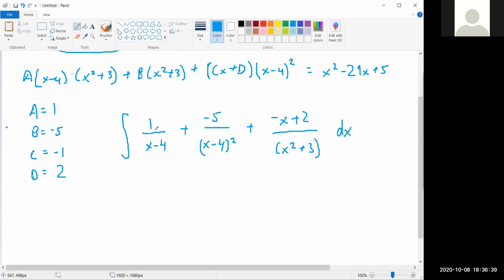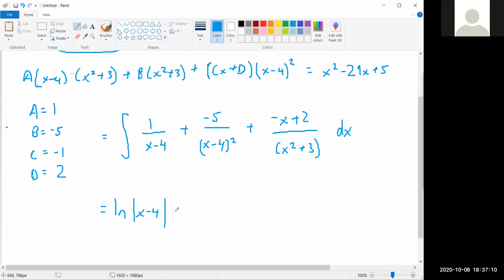Okay, so what's the first integral? ln of x minus 4, the absolute value. Yep. So this is equal to ln of x minus 4. The second one, that one's not an ln, but I think that one should be doable as well. What would be the second one?